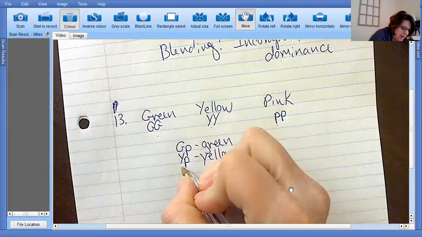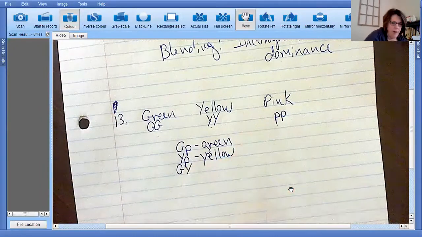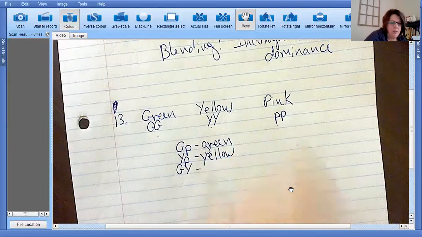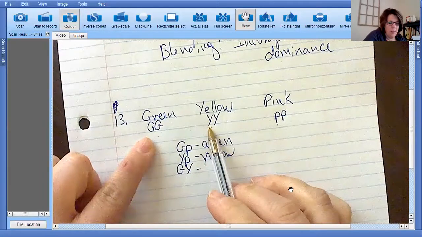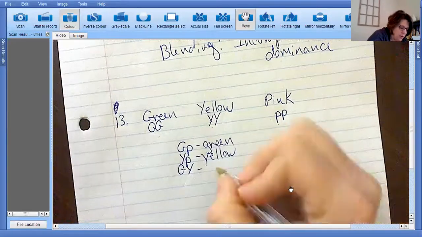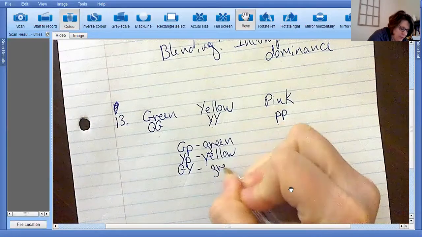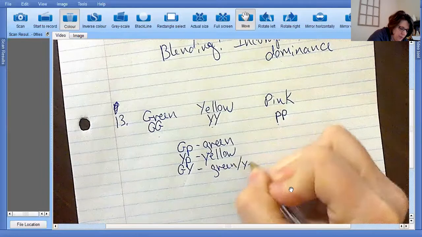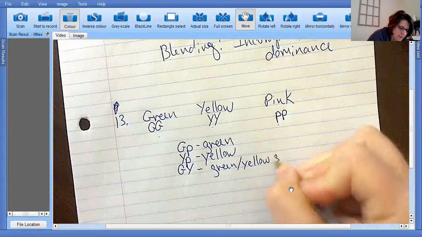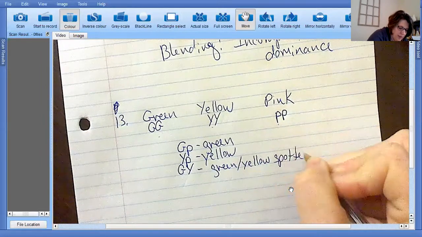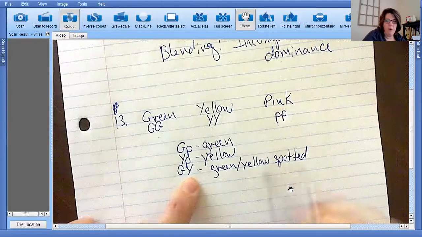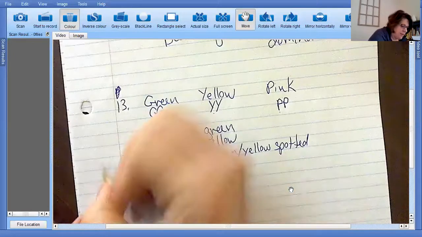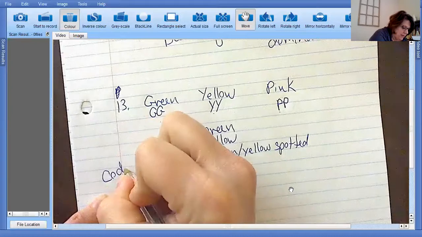But then what if I had big G, big Y? Both of them are dominant, so both of them are going to show through. So this would be green and yellow spotted. Anytime you have both of them showing through at the same time, that's codominance.